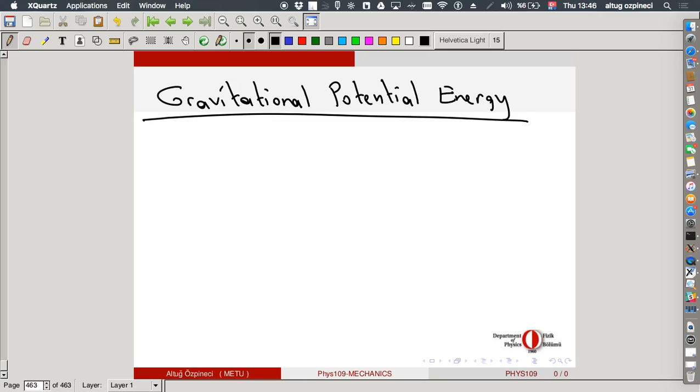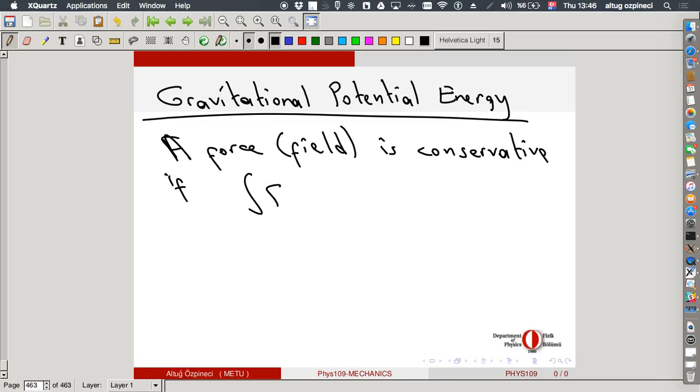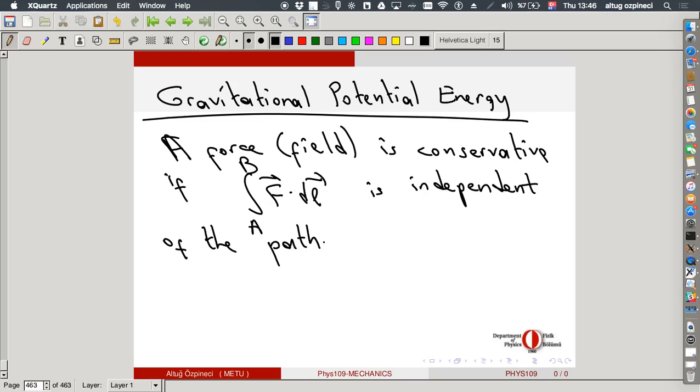And if you remember the definition of a conservative force, we had said that a force, let's say field, is conservative if the work done by that force along a path from A to B is independent of the path. If this is satisfied, in that case we said that F is a conservative force, and hence for such a conservative force we can define a potential energy.